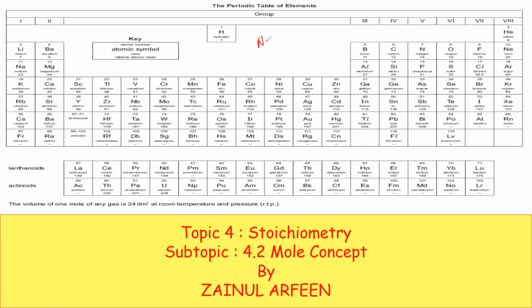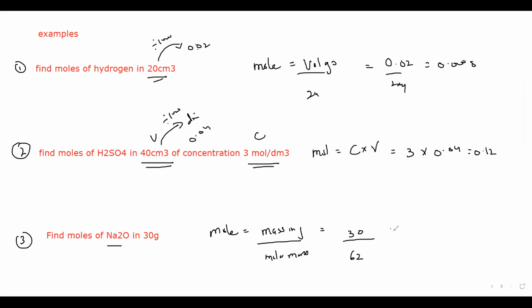The formula for sodium oxide: mass of sodium is 23 multiplied by 2 because there are 2, and mass of oxygen is 16, and we'll add, so 23 multiplied by 2, that's 46, plus 16, so it is equal to 62. So 30 divided by 62, which is equal to 0.48.